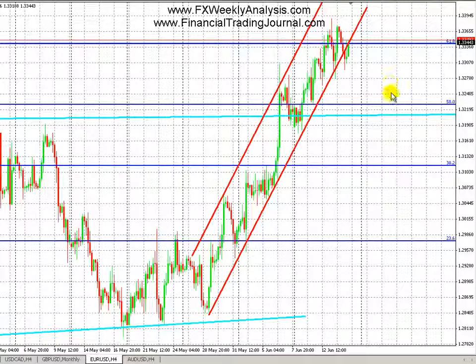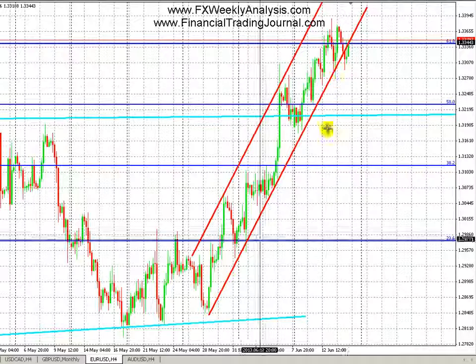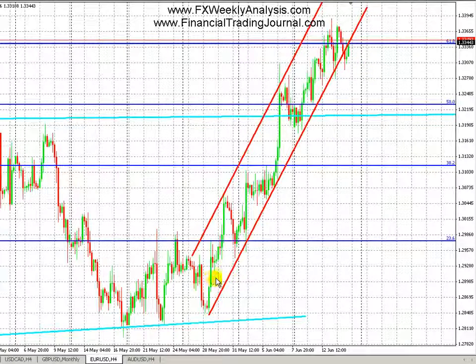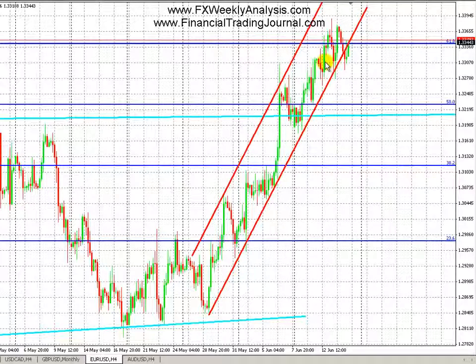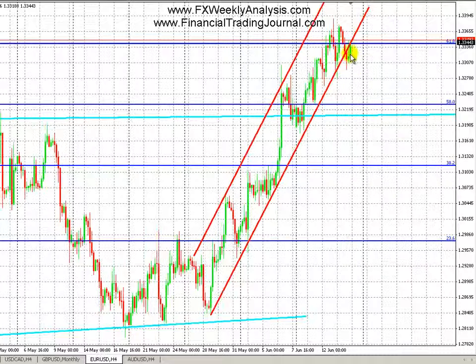On the H4 chart, what I want to show is that we broke outside of this upward channel. This upward channel, as you can see, has been going on for 3 weeks now. We did puncture it several times, once here as well, but that one closed above. This one punctured and closed below. Currently, price went up and it is closing right there.